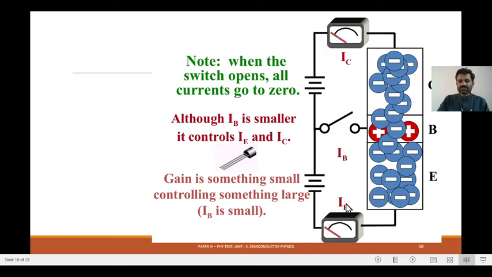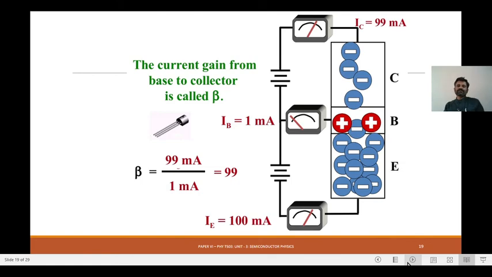There is no current across an emitter. Though the doping regions are there, the base current IB will act like a current controller of a transistor. This is very important. By applying a suitable very small current, for example 1 milliampere, you can get a collector current of 99 milliamperes. And here the total current of the emitter is 100 milliampere.